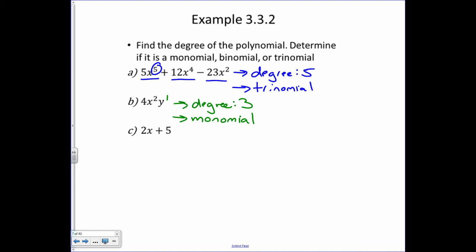And then finally, for the last example, 2x plus 5. Well, this is 2x to the first power. So the degree, the highest power, is just 1. And since there are two terms, it's a binomial.